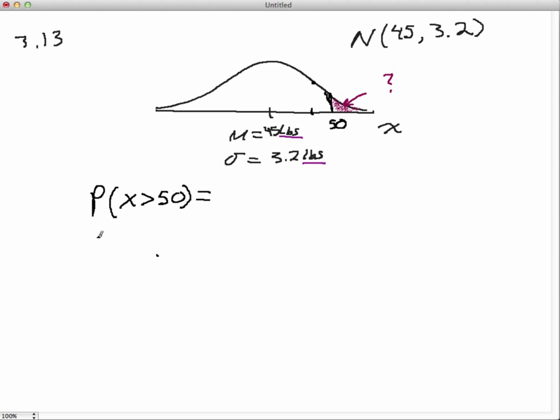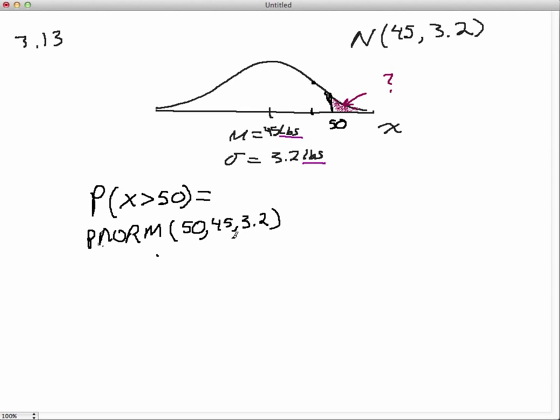We see that the calculation here is going to be a p-norm because we're doing a proportion. So how do I calculate a proportion in RStudio? I use p-norm. So p-norm, and then what do I need to give it here? Well, I need to give it the position, which in this case is 50, and the mean, which is 45, and the standard deviation, which is 3.2.